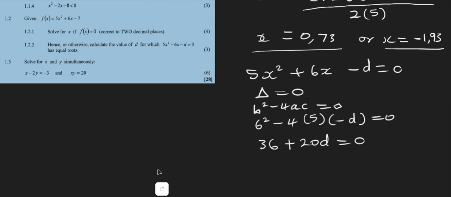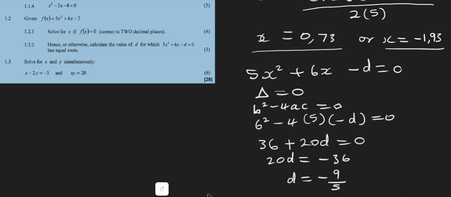And then from there, we are just going to say our 20d equals to negative 36. And then our value for d is going to be equals to negative 36 divided by 20, which is going to be equals to negative 9 divided by 5. And then that is our value for d, and then we are done.